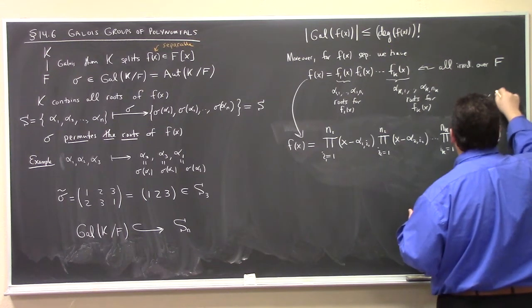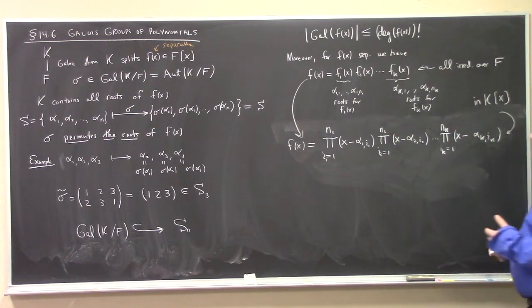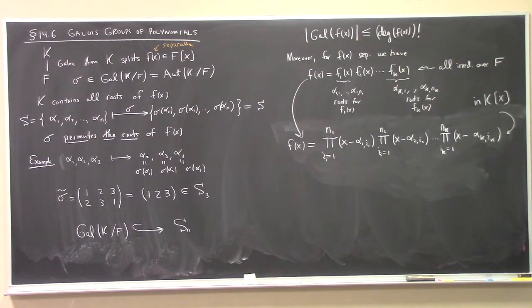K being a splitting field, right? One of the characterizations of K being Galois over F is that K is a splitting field for some f of x, and this is the f of x we're talking about. Again, if any of these factors correspond, we're up a creek, because then we don't have separability.